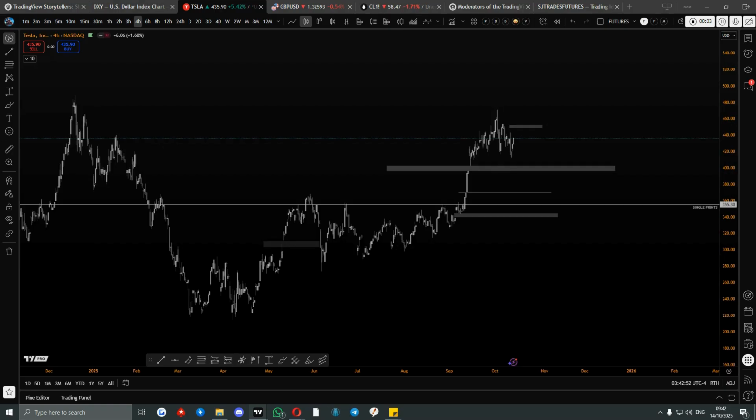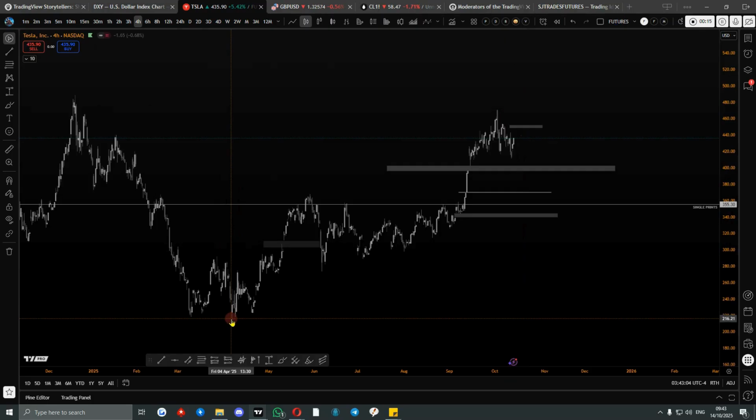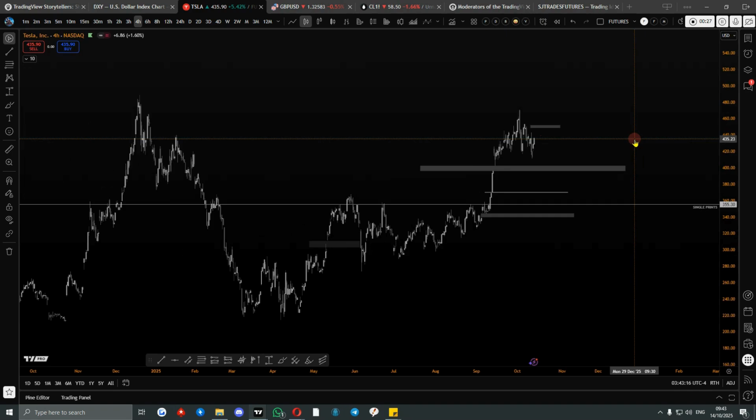Today I am looking at Tesla. Currently have the 4-hour time frame up on the screen. We've had a 120% move to the upside since that April low that was put in. So we've come up to that 470s. We're currently sitting at around $430. And I'm leaning a little bit more short-term bearish on Tesla. And I can present to you an idea or my theory on the current price action that we see.